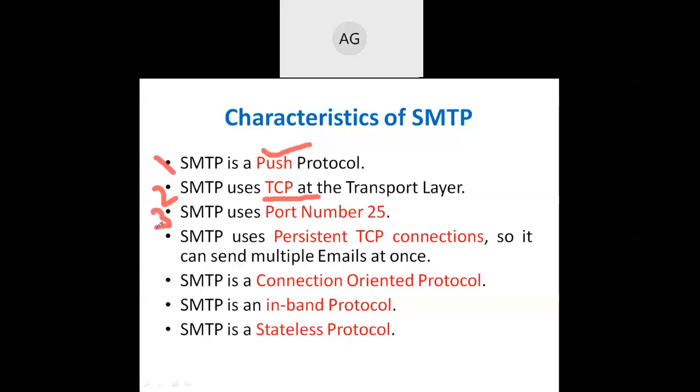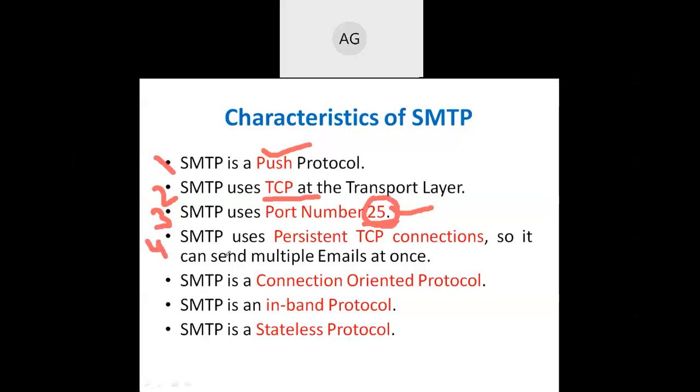So the third point is SMTP uses port number 25. Just as in the case of HTTP, we are using the port number 80, in the case of SMTP, we are using the port number 25. So just remember this. This type of question can be asked in the objective examination, that which port number is used for the SMTP. So just remember that SMTP uses port number 25.